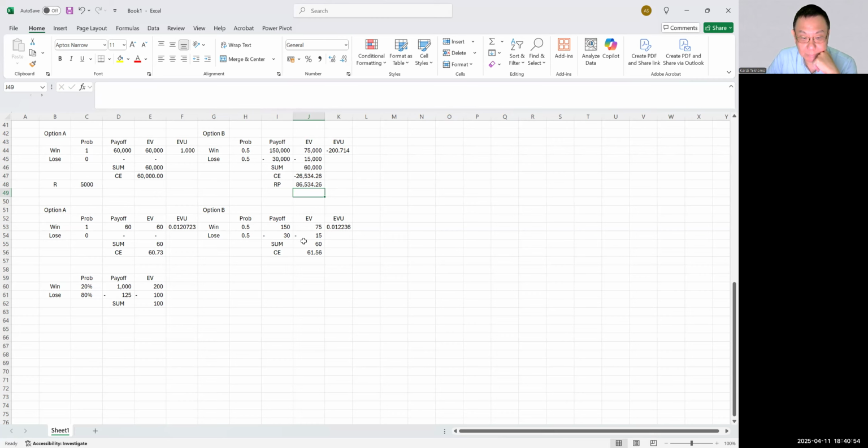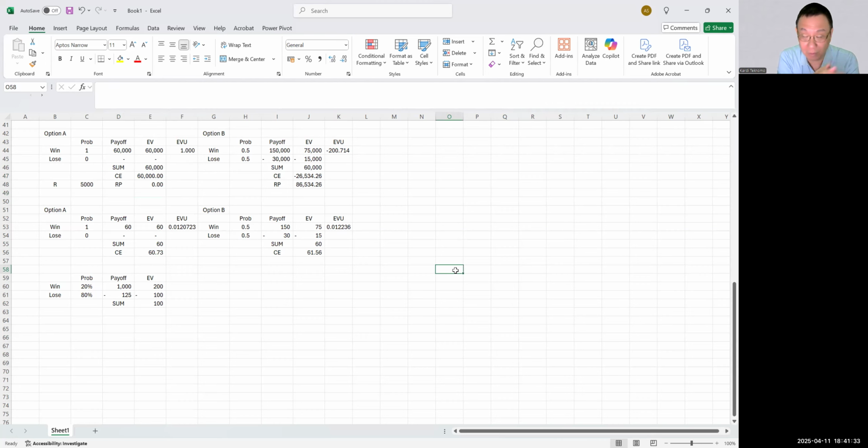So the RP is supposed to be 0 for option A. This is for option B. Yeah, that's good. So the RP should be 0 for option A, and then for option B, that's correct, 80,500. So for the decision, you select the higher CE. Which CE is higher? Option B. Correct. So in this case, you will select A. Okay.